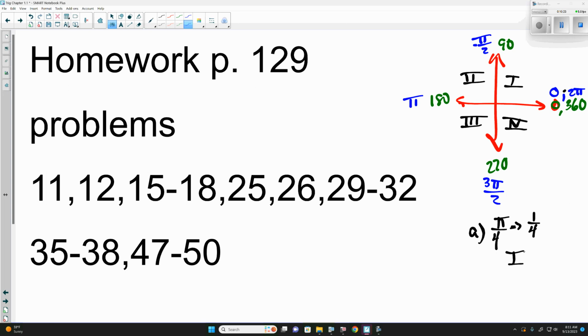47 through 50, 47, 48. Convert each degree, minute, seconds to degrees in decimal form. 49 and 50, convert each degree to degree, minute, seconds. And that's it.